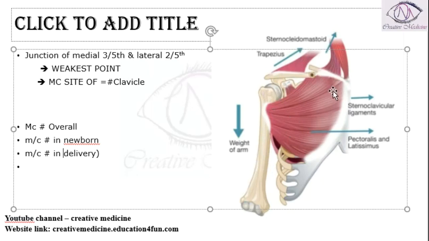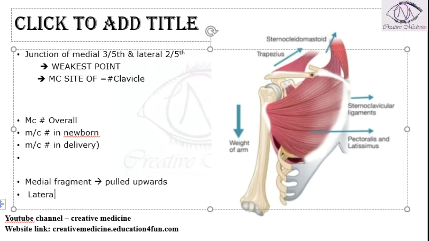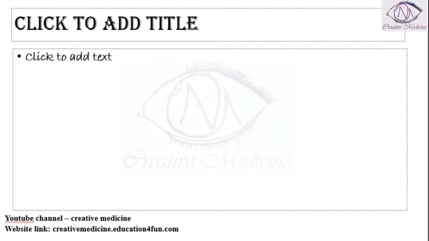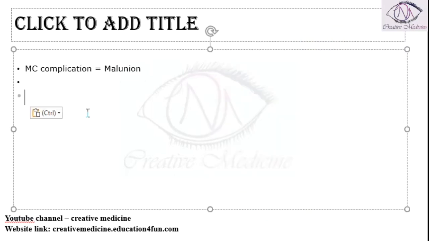So in the fracture of the clavicle, the proximal or medial fragment is pulled upwards, whereas the lateral fragment is pulled downwards. Then the most common complication of the clavicle fracture is malunion.